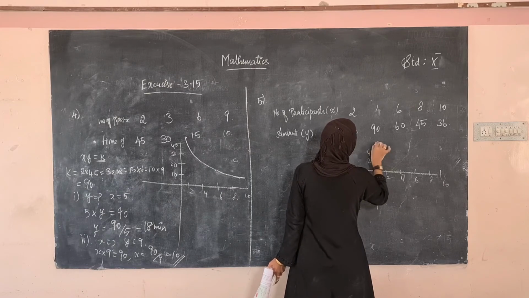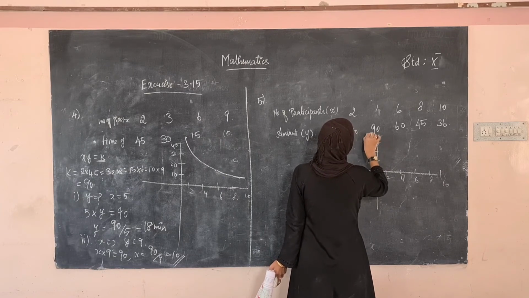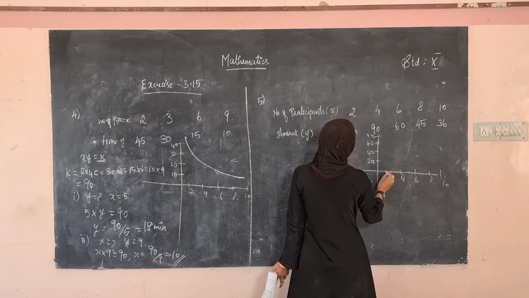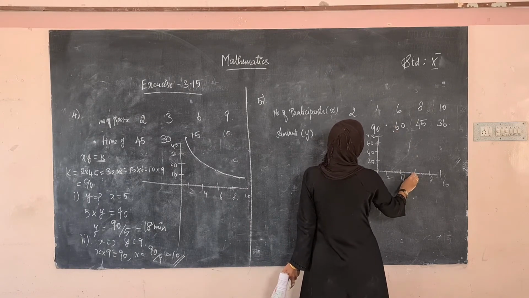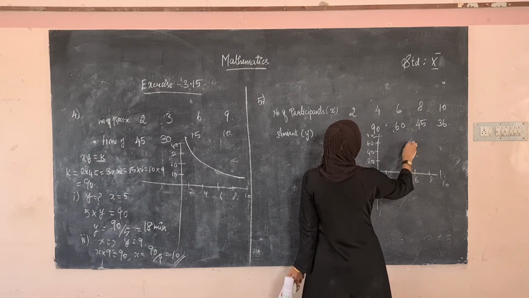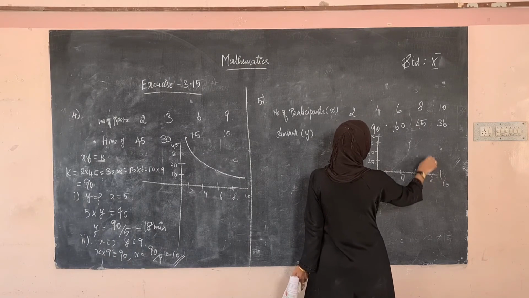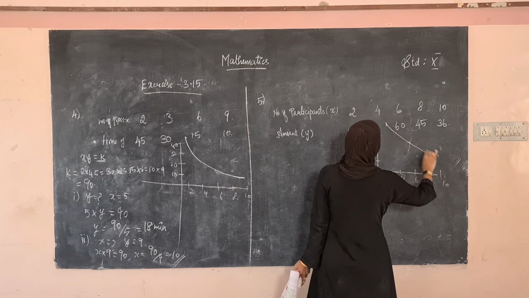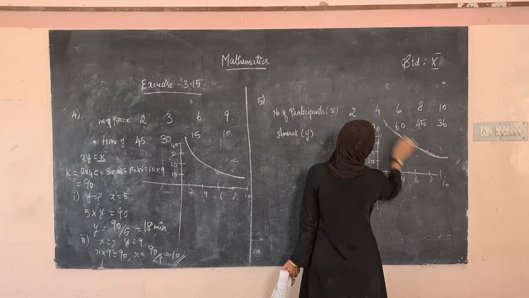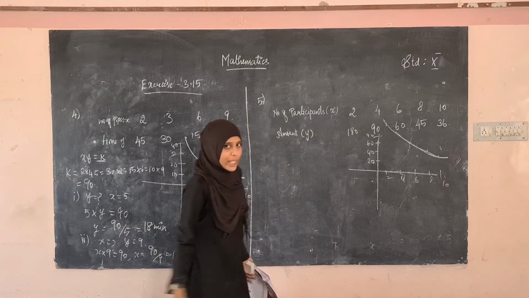$20, $40, $60, $80. Okay. When it is 2, it is 180. When it is 4, it is 90. When it is 6, it is 60, and when it is 8, it is 45, and when it is 10, it is 36. So the graph will be like this. So it is the indirect variation.